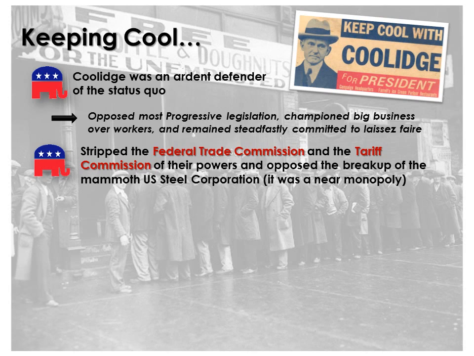He did take some moves to strip away some of the gains that progressives had made. He stripped the Federal Trade Commission and the Tariff Commission of their powers. And he opposed the breakup of the mammoth U.S. Steel Corporation, which was in fact a monopoly. He believes that combinations in business are inevitable and that legislation is going to do very little to stop that.